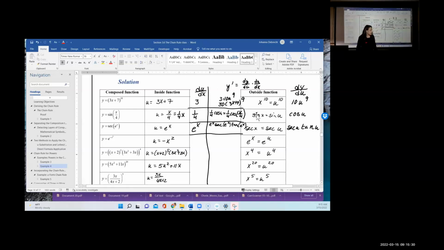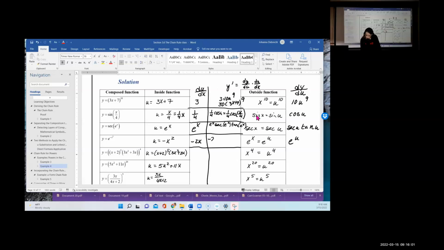The next one we're looking at is e to the negative x squared. So the outside function is e to the x, or e to the u. The inside function is negative x squared because it's the power on the exponential. We take the derivative of the outside function with respect to u, which gives us e to the u again. And then over here, the derivative of negative x squared is negative 2x.